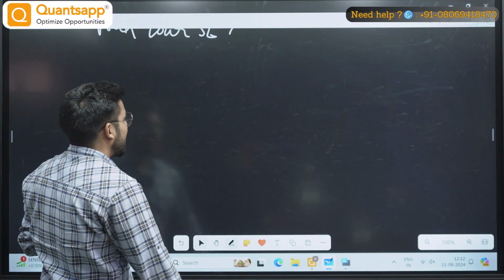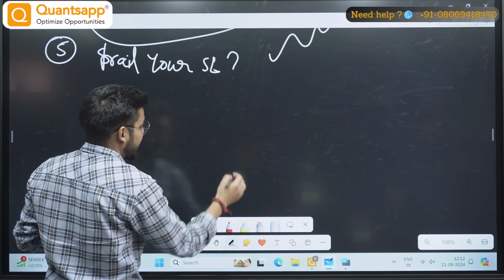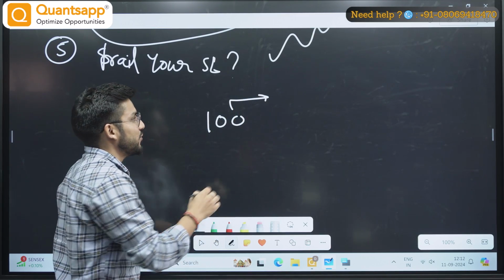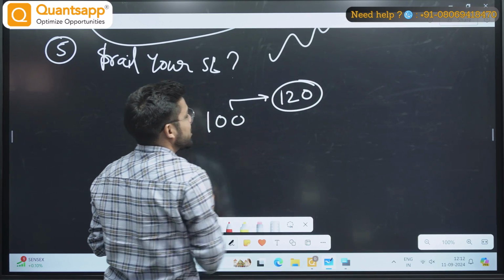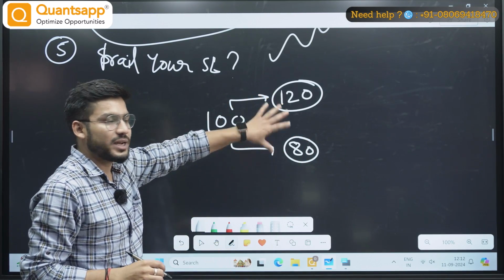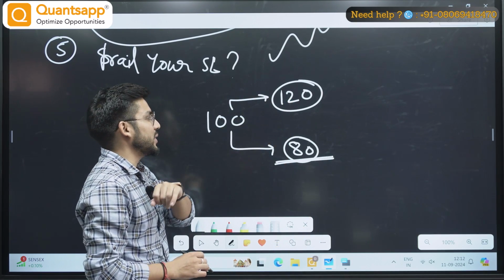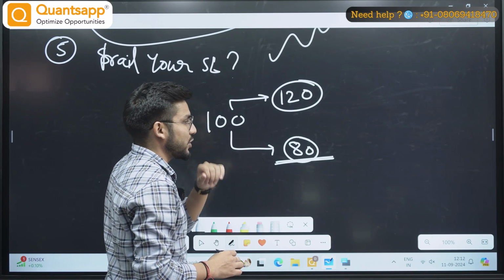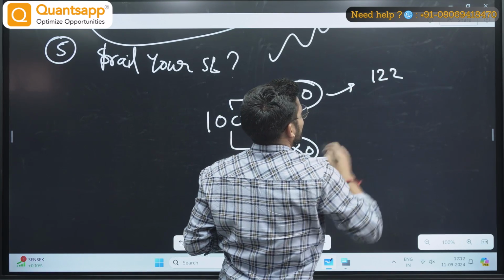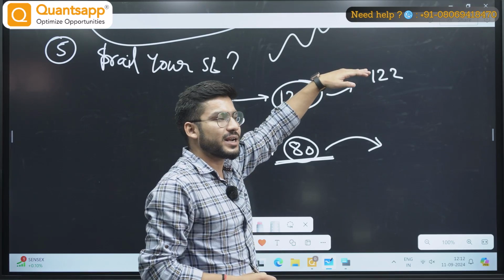For example, let's suppose the current strike price is 100, and you are ready to take a profit at 120. This is your target. I'll take a stop loss with a 1:1 ratio, so you are taking a stop loss of 20 points, that is 80, and a target of 120. Now at any point, if your market goes to 122, you don't have to wait for your market to reach the first target, then the second target, and then trail your stop loss.